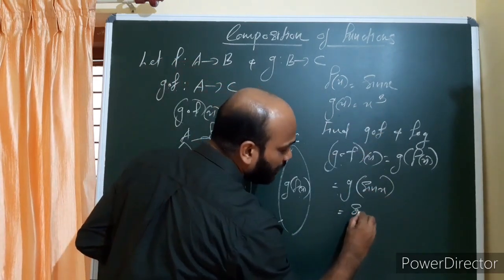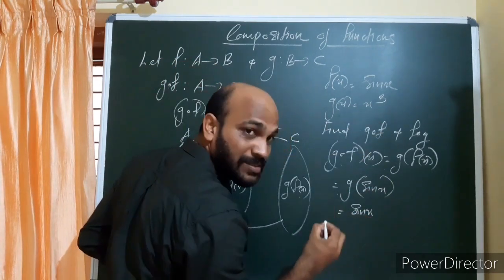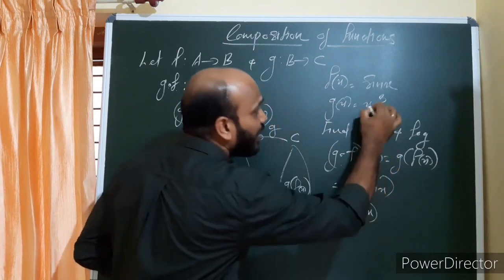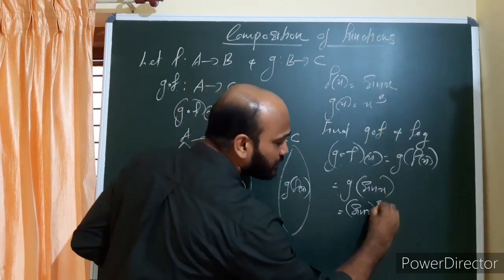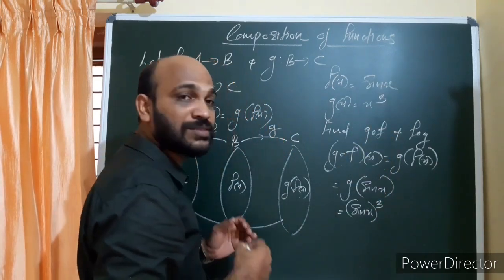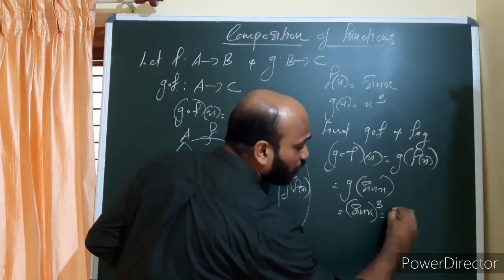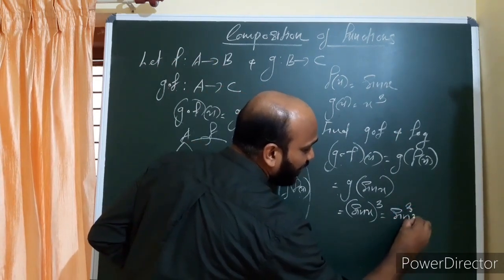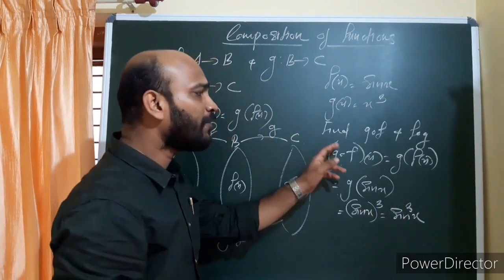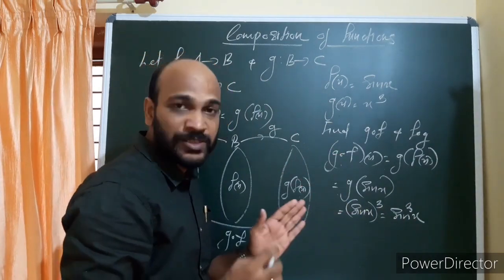It will be equal to, in place of x, sin x. So right hand side is x cube, so this will be (sin x) whole cube. That is sin cube x. (sin x) whole cube is same as sin cube x. So (g∘f)(x) = sin cube x we are getting.